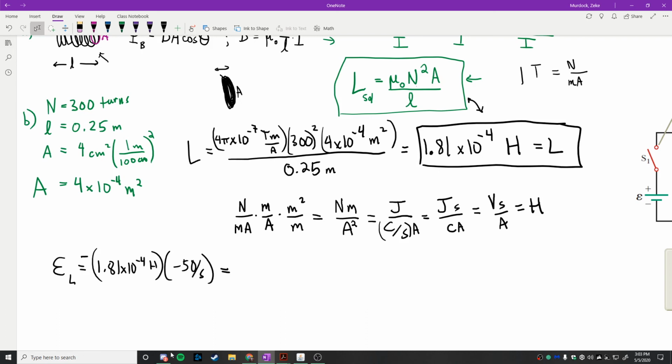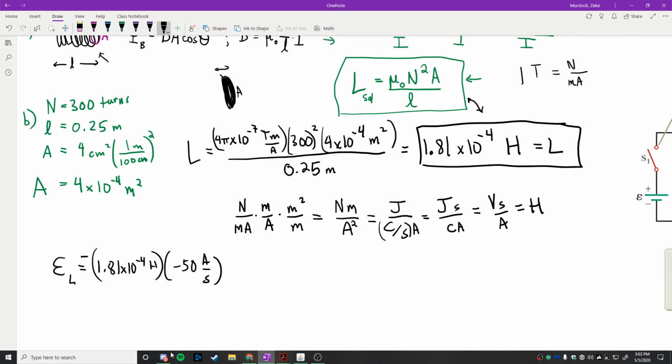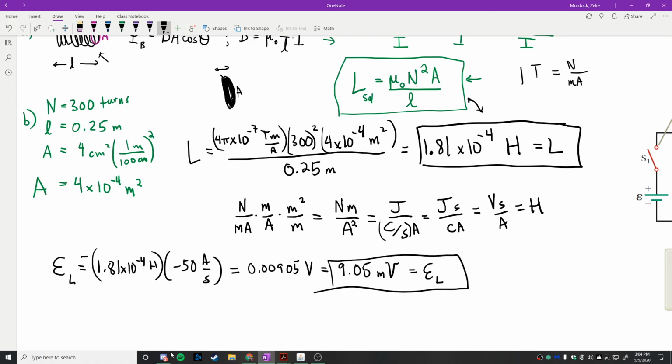And we get an induced EMF. It's negative 50 amps divided by seconds. So the self-induced EMF ends up being about 0.00905. This is going to be volts, because this is volt second over amp times amp over second. You get volts. This would also be written as 9.05 millivolts. That's your self-induced EMF. It's a very tiny number, right?